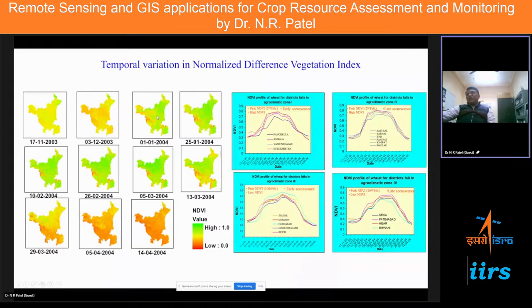You see now the wheat crop has emerged. Greening means the wheat crop has emerged and reached the peak growth stage. Here most of the area is green, so the wheat crop has reached the peak growth stage. Then maturity started from March onwards, it becomes yellow, and then it is finally harvested. So you will find this kind of curve: the crop grows, reaches the peak, and then is harvested, in different districts of Haryana.